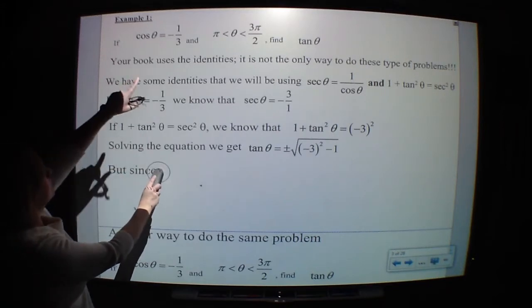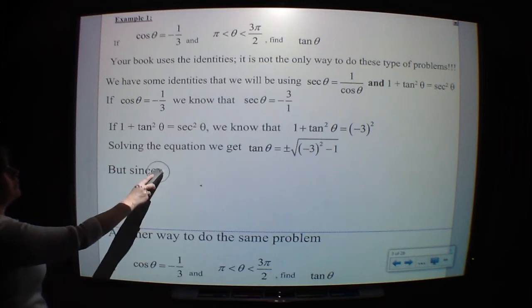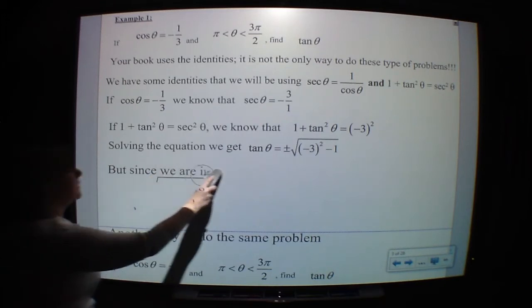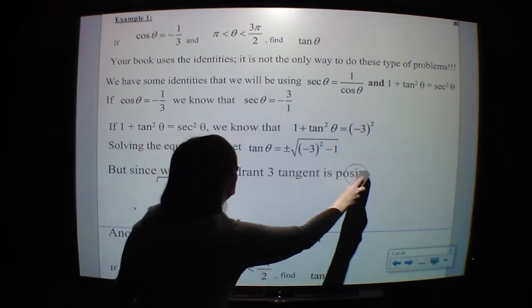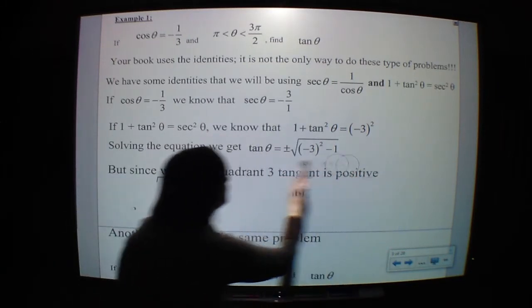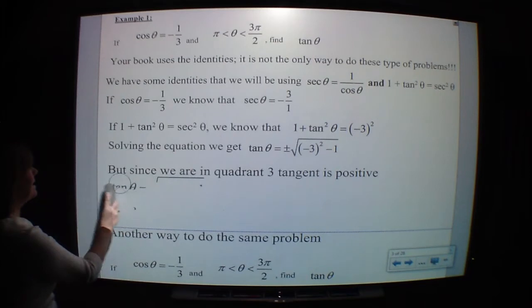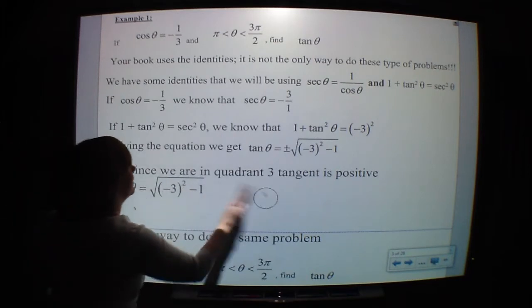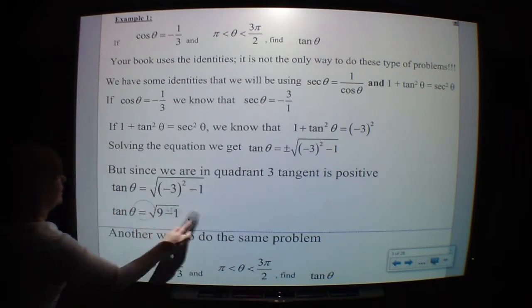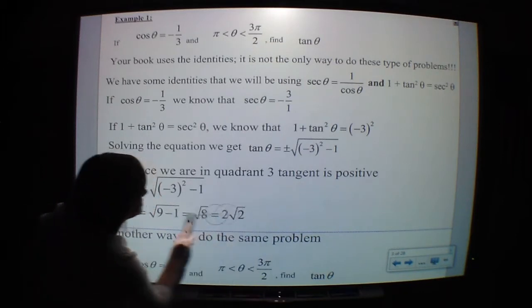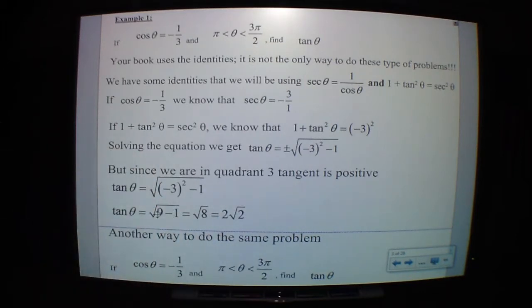But remember which quadrant we're in. We're in the third quadrant because it's between pi and 3 pi over 2. So since we are in quadrant 3, tangent is positive there. So it's positive radical 8, which is 2 radical 2. Okay? So there's tangent, I found it.